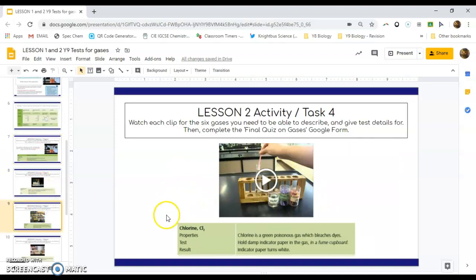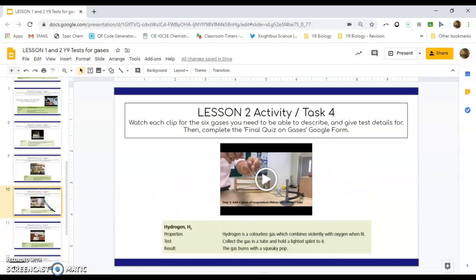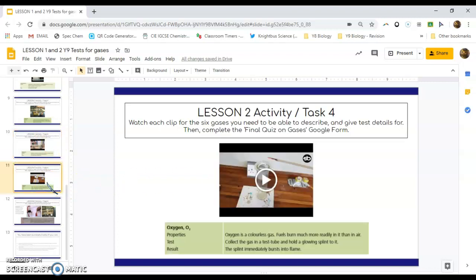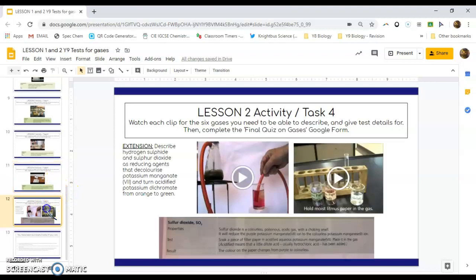The third one that you have to learn the properties, learn the test, and learn the result is chlorine. So I've put another video there for you. So hydrogen is the fourth one. Learn the properties, learn the test, learn the results. Oxygen, again, another video. Learn the properties, learn the tests, learn the results. And the final one, sulfur dioxide, which has actually come in very recently in the Cambridge syllabus.